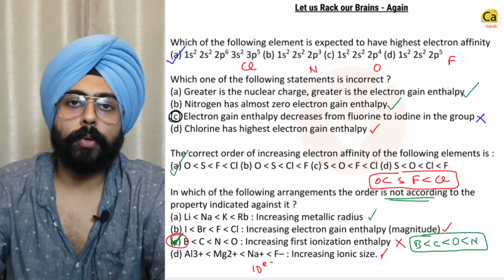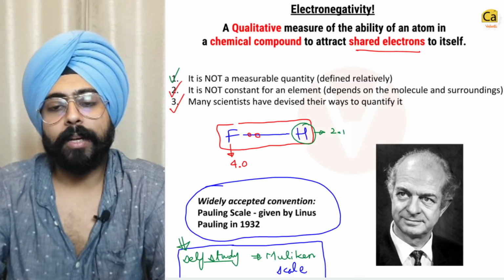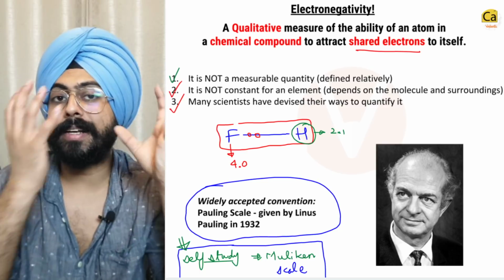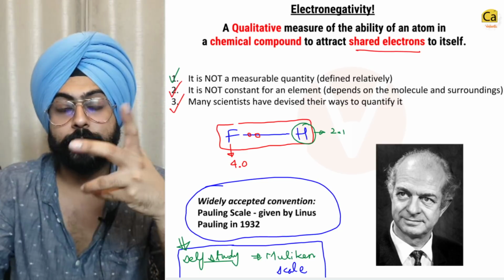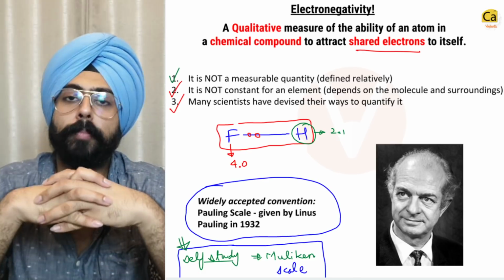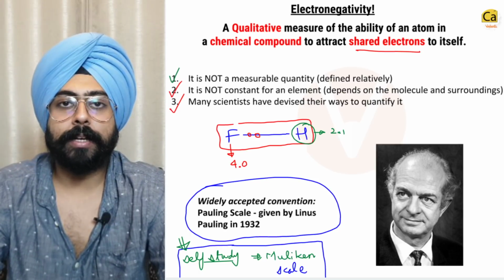Then we came to these questions, very easy, very simple questions. We were able to do all of them very easily. Then we talked about electronegativity, a qualitative measure, not quantity. Remember, niceness versus height. Height can be measured, but niceness can't be measured until you define a standard on your own and compare people on it. Similarly, we are looking at the comparison that Pauling gave us.